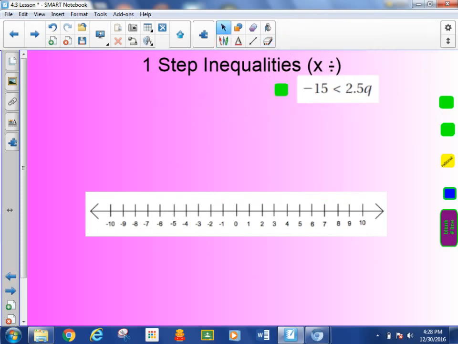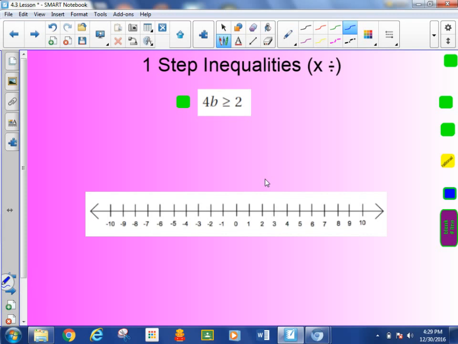Okay, so let's go ahead and try another one here. Got another one with multiplication. So right now I have 4 times b is greater than or equal to 2. Okay, so this is like where our equal sign is normally. So I want to get the b by itself, so I'm going to divide by 4. Divide by 4, so I get b is greater than or equal to 2 divided by 4, which we can either work as a fraction or a decimal. So 2 divided by 4 would give me 0.5 if I want to see it as a decimal. If I'd like to see it as a fraction, I could just reduce that down to 1/2.